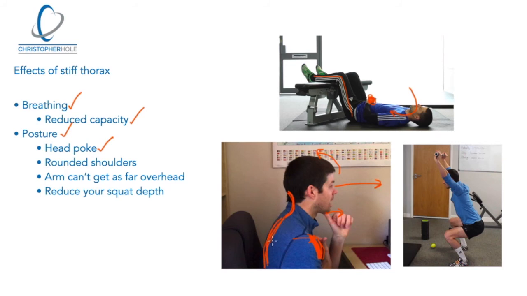So again, if we've got stiffness through the thoracic spine and we find it difficult to sit up straight or stand up straight or breathe effectively, we're going to get these compensations, which is going to be tightness potentially through certain neck flexors and potentially through shoulder internal rotators as well. Then we're going to use the final image for arms can't get as far overhead.